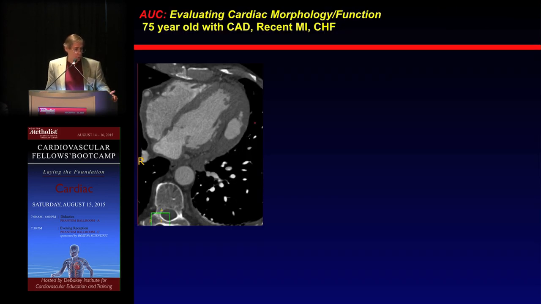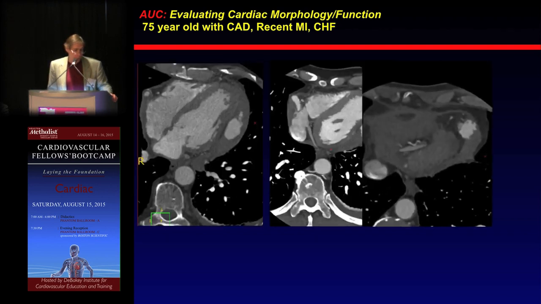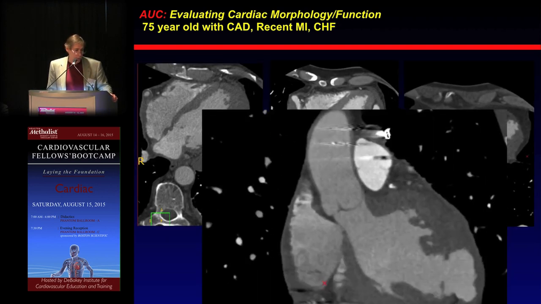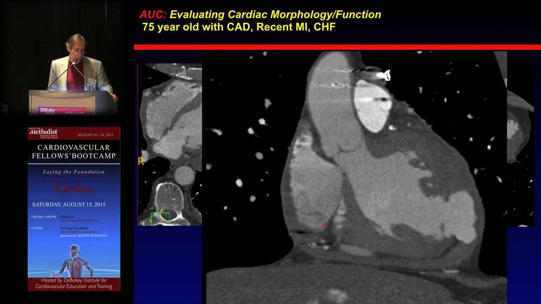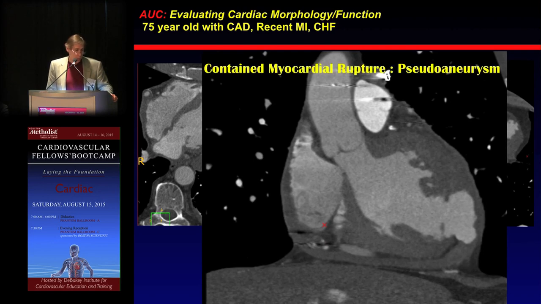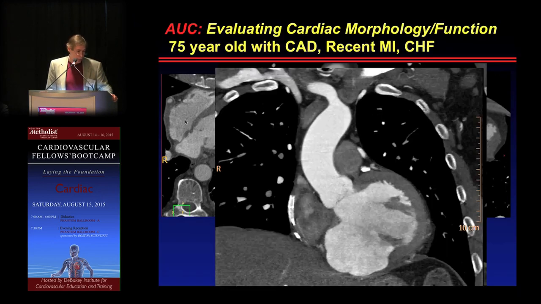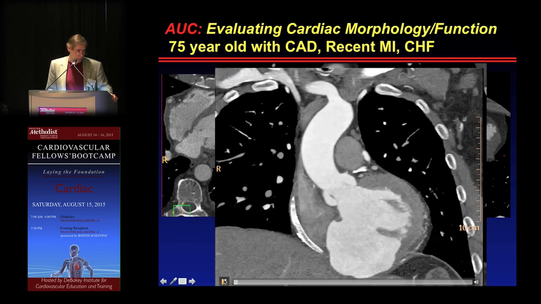This is a patient who also was evaluated for morphology, a 75-year-old man who had CAD, a recent MI, and heart failure. You already notice something going on here in the pericardium and here and here. And this patient had a huge pseudoaneurysm. He blew out his lateral wall, and CT picked this up, and the patient went for surgery. So we had a myocardial rupture, a pseudoaneurysm, and you can actually gate these studies.